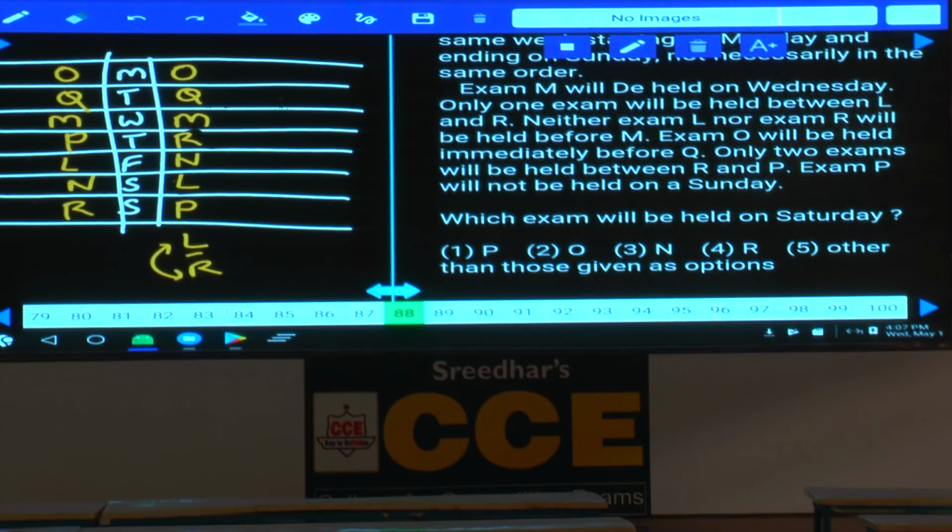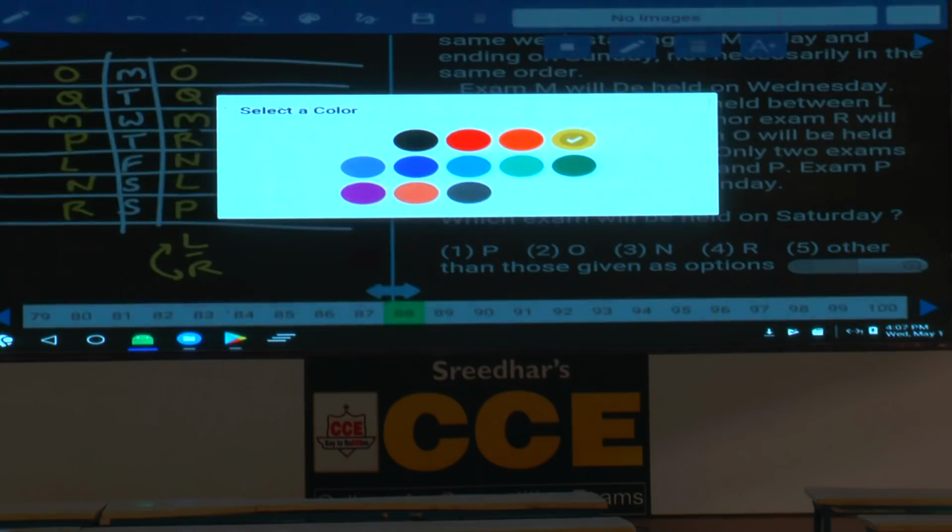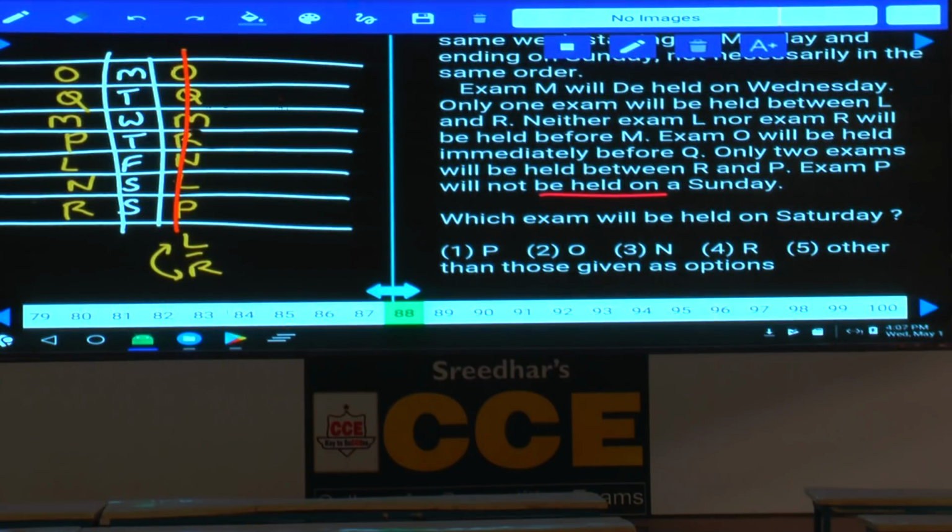Here in the second possibility, N is on Saturday. Then finally exam P will not be held on Sunday. Exam P will not be held on Sunday. This case is completely ruled out. First case is ruled out because P is on Sunday. Hence finally we are left with only the second one. And which exam will be held on Saturday? And Saturday, that is N, choice 3.